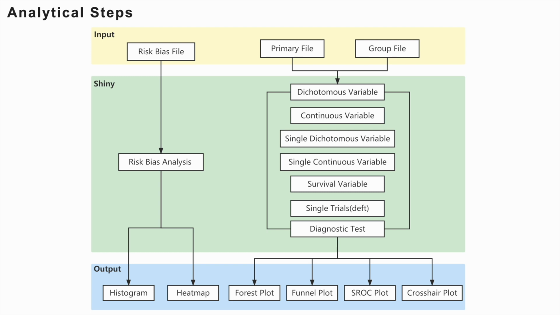The results are visualized using forest plots, funnel plots, SROC plots, and crosshair plots. In addition, we provide Egger's and Begg's tests for quantitative bias determination. If subgroup analysis is required, users can upload the subgroup file.